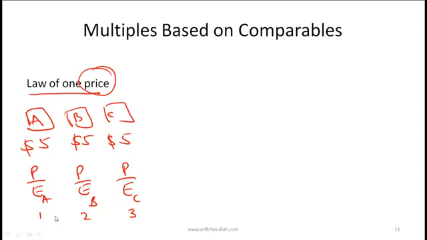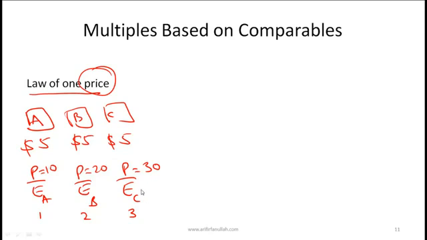So to make this simple, let's say that for A, earnings are 1 and the price is 10, which makes the PE 10. Then based on the law of comparables, since we are saying that the price should be 10 per dollar of earnings, then in the case of B, the price should be 20, because we have $2 of earnings. And in the case of company C, the price should be 30, because it is based on $3 of earnings per share. So this is a method based on comparables.